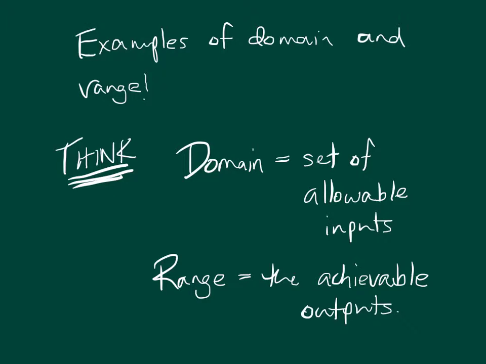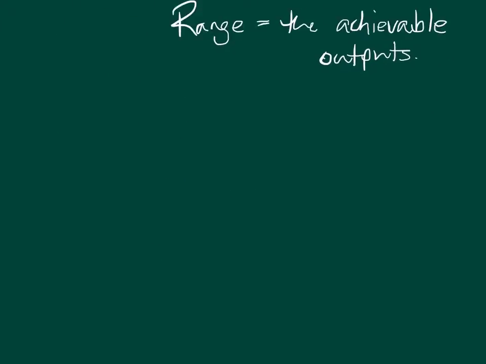function. But we'll hit pause on that and just say, let's say we want to do something in the world. The domain of that thing is what we are allowed to put into the situation. And the range is what it is possible to get out of the situation. Okay? So think about this.